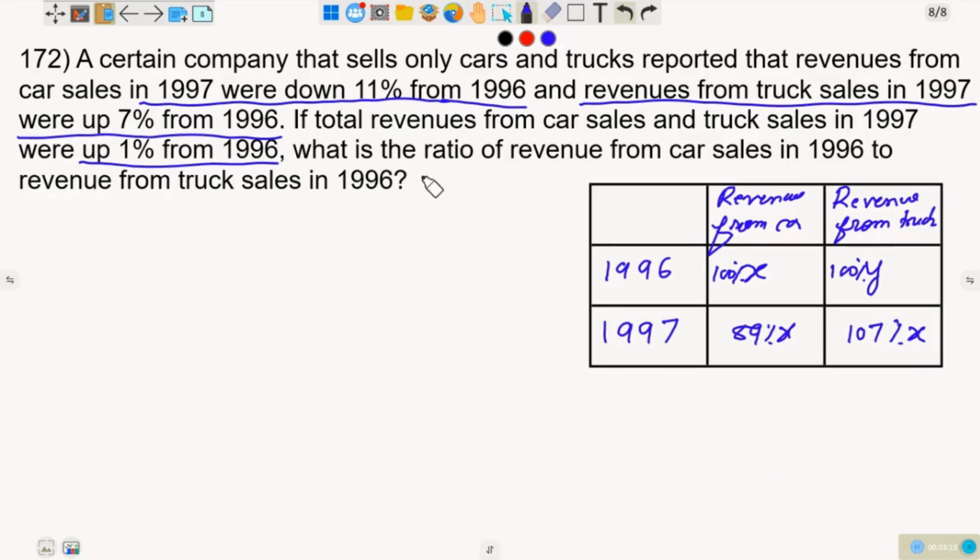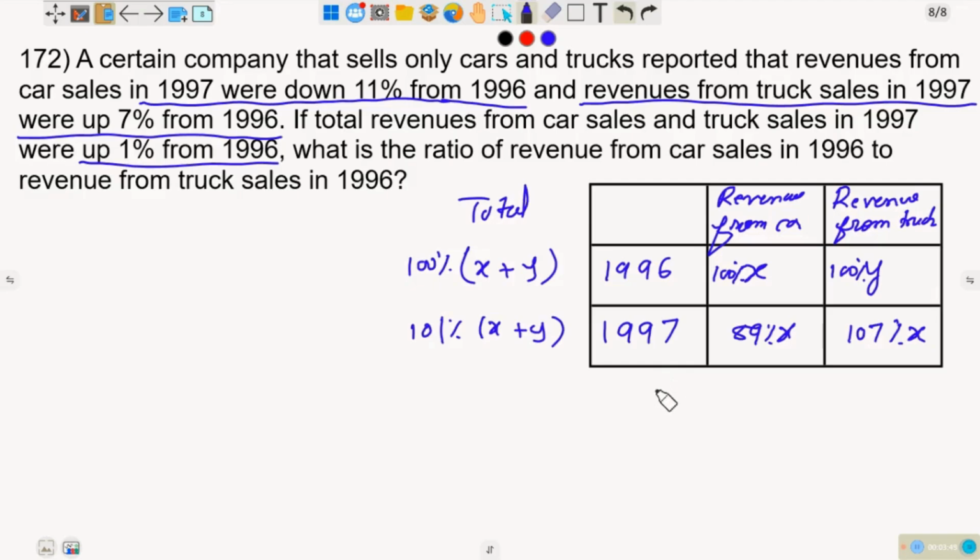Now, they have also said that the total revenue went up by 1%. So, what should be the total revenue? I'll write it down here. The total in 1996 was X plus Y, and in 1997, you can write down 100% here. 100% of X plus Y is the revenue in 1996, and it went up by 1% in 1997. So, you can write down 101% in 1997.